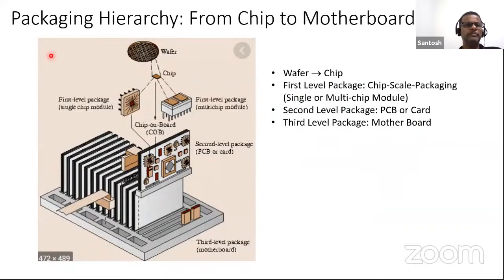Okay, so this is called the packaging hierarchy. So we start from the wafer, and this is the final motherboard. So the wafer gets converted to chip. The chip is connected to the first level packaging, which is either lead frame based or substrate based, and those packages are then converted into a PCB, and the PCB goes onto the final motherboard. So this is the flow of packaging from wafer to chip all the way up to motherboard.